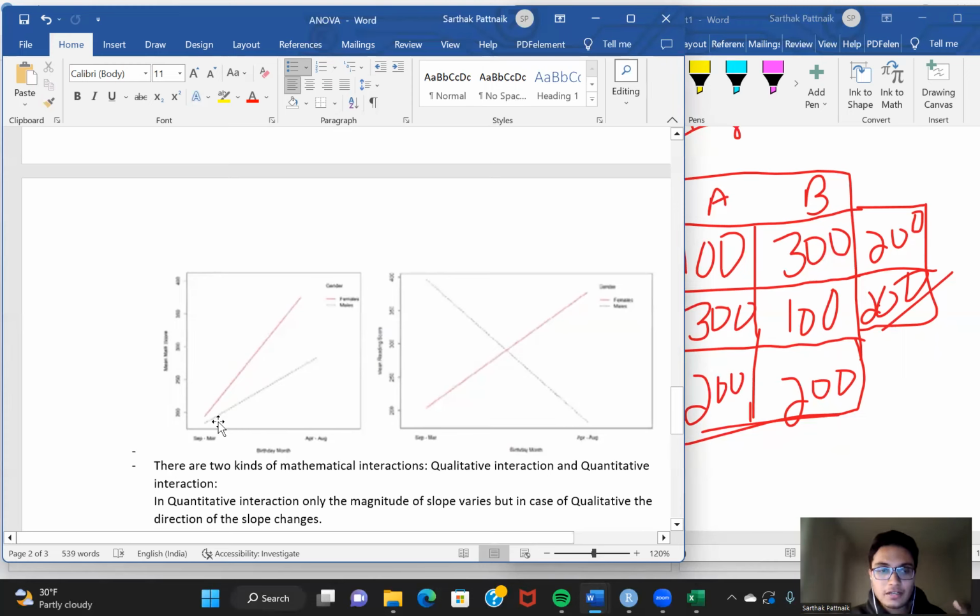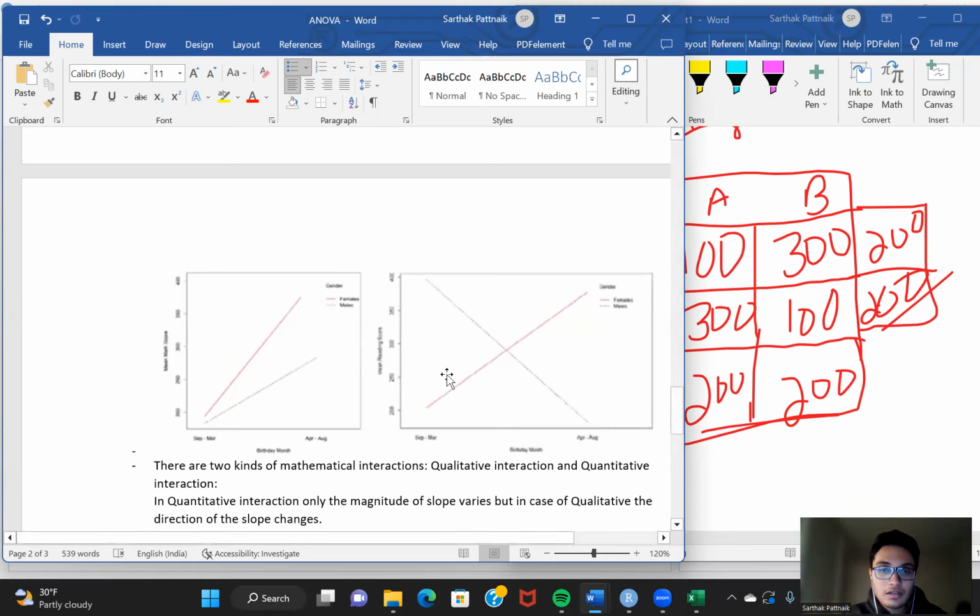So if you look at the scores and how they vary with the birthday month, for both male and female, we can see that as the birthday month increases, their scores have also gone up. So there is a direct relationship between the birthday month and the score for both the categories. Although the magnitude of change is different for both, the change exists in the same direction. Therefore, we can say that the type of interaction is quantitative.